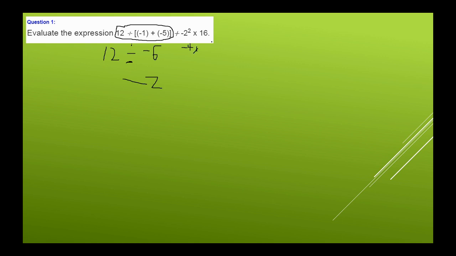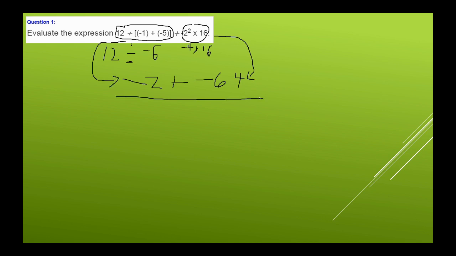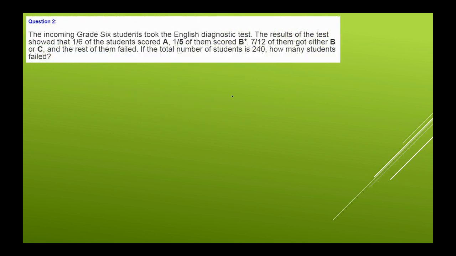Then negative 4 times 16. So negative 4 times 16 is negative 64, because again, if you have different signs multiplying or dividing, the answer will always be negative. So it is simplified. You see, now it is simplified to just this. So negative 2 plus negative 64 is negative 66. So this is the final answer.